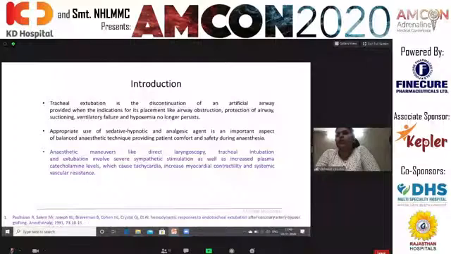like airway obstruction, protection of the airways, suctioning, ventilatory failure, and hypoxemia, no longer persist. Appropriate use of sedative, hypnotic, and analgesic agents is an important aspect of balanced anesthetic technique, providing patient comfort and safety during anesthesia. Anesthetic maneuvers like direct laryngoscopy, tracheal intubation, and extubation involve severe sympathetic stimulation as well as an increase in plasma catecholamine levels, which cause tachycardia, increased myocardial contractility, and systemic vascular resistance. Next, please.